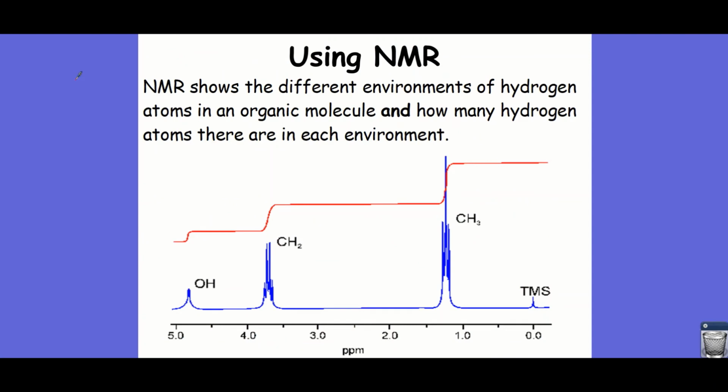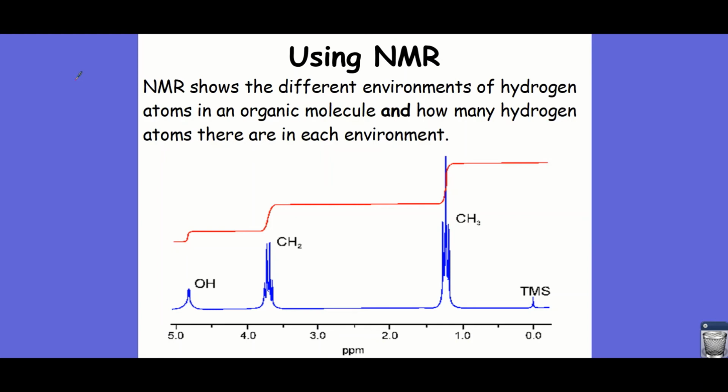So there are two types of ways that you can run an NMR. We can have a low resolution NMR and a high resolution NMR. And we're going to concentrate on low resolution just now. And here is an example of an NMR spectrum. So NMR is so useful because it gives us an idea of the different environments in which hydrogen atoms can be found, but also how many there are.